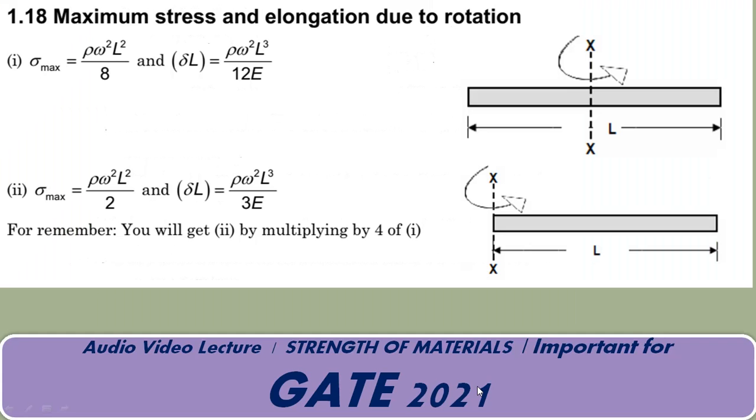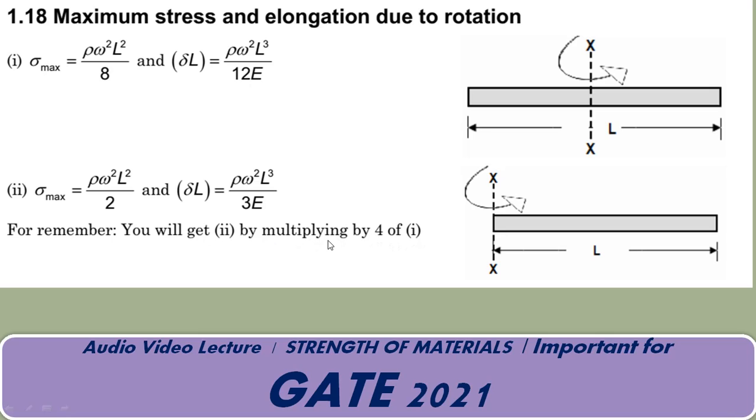Now maximum stress and elongation due to rotation, if the rotation is like this bar. Sigma max is equal to rho omega square L square divided by 8, and delta L, that is the strain, is rho into omega square into L cube divided by 12E, where E is the modulus of elasticity. For the other case, sigma max is equal to rho omega square L square divided by 2, and delta L is equal to rho into omega square into L cube divided by 3E. For remembering, you will get the second by multiplying the first by 4.